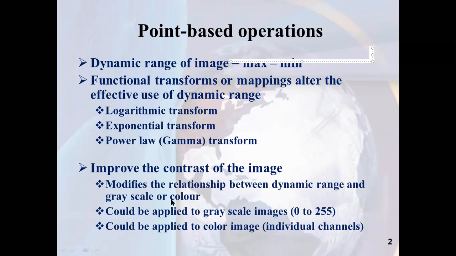So the idea is to improve the contrast of the image. When we talk about increasing the contrast, it means maximizing the range. When we say maximize the range, it means having the maximum at 255 and the minimum at 0. In this case, we can improve the contrast, which is the difference between the colors in the different parts of the image.